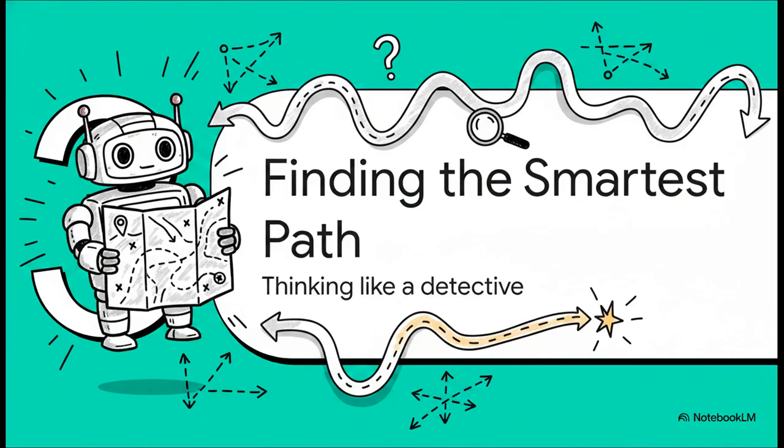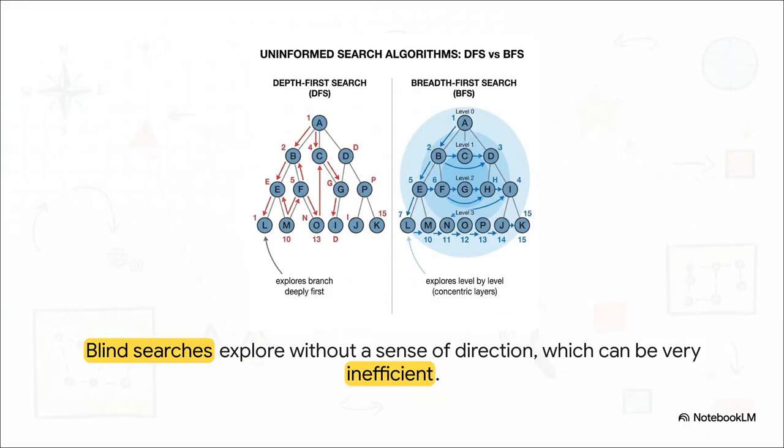It knows where it can and can't go. Now we're at the main event. How does it actually search that map to find the single best route from its start to its goal without wasting a ton of time wandering around? Well, the most basic way is what's called a blind search.